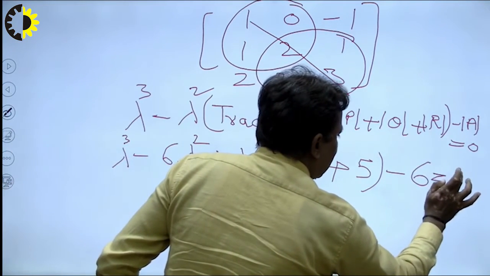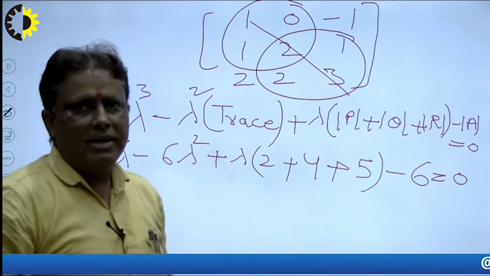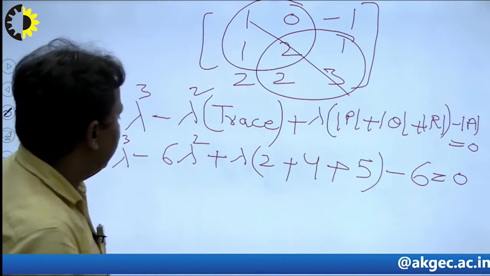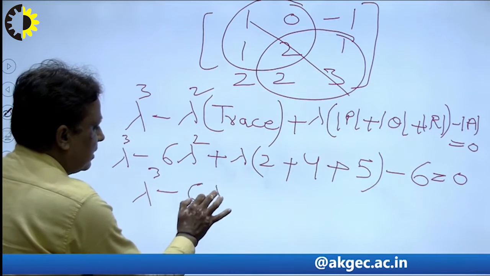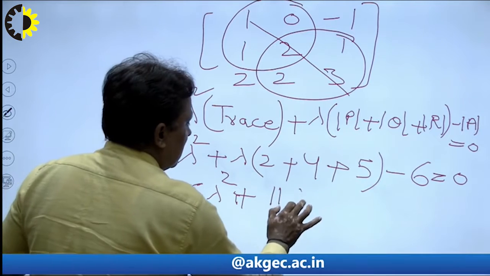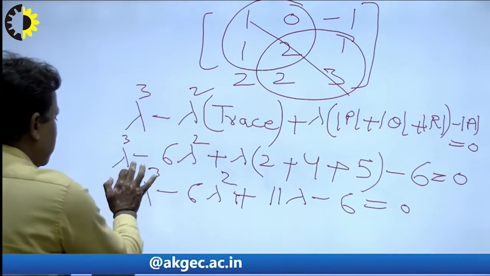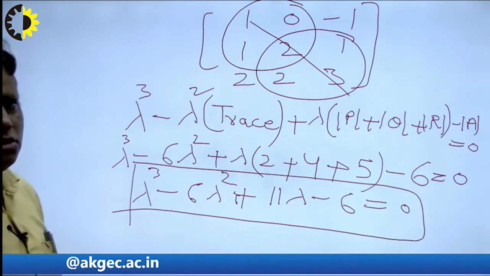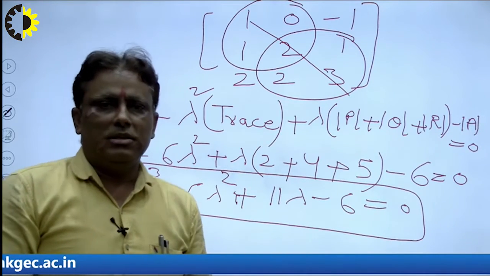I explained a method of how to calculate the determinant of a square matrix in a short duration of time in the previous lecture. So what will be the characteristic equation here? Lambda cube minus 6 lambda square plus 11 lambda minus 6 is equal to 0. This is the characteristic equation of the given square matrix. So students can obtain it in minimum time, directly, without any calculation.